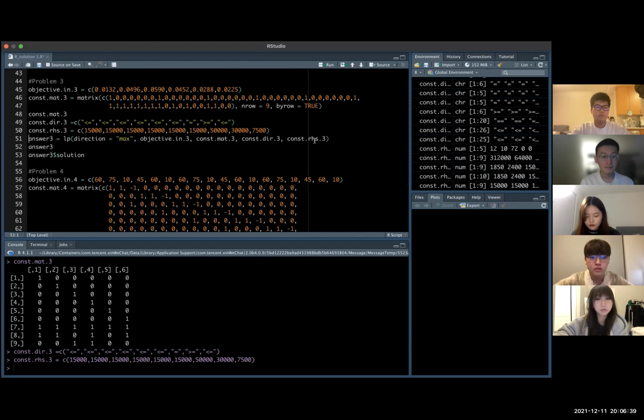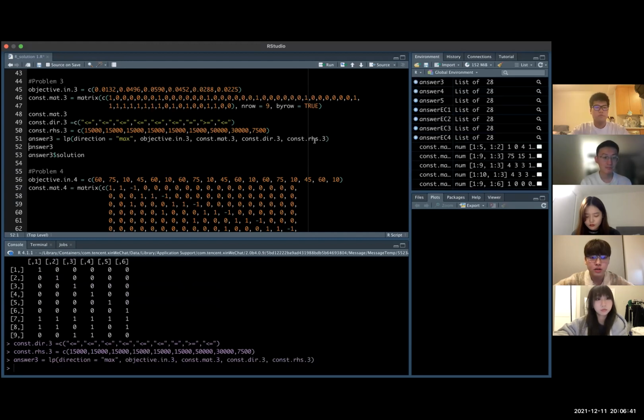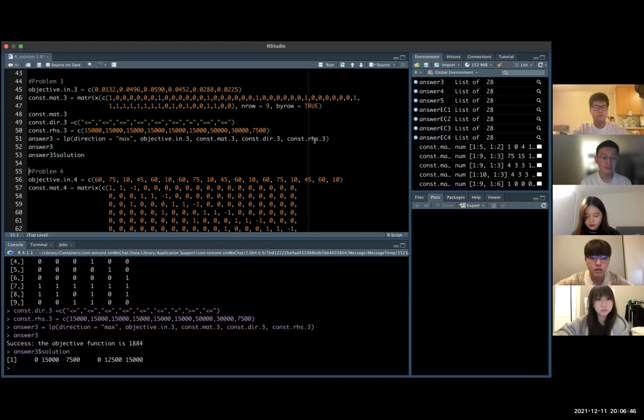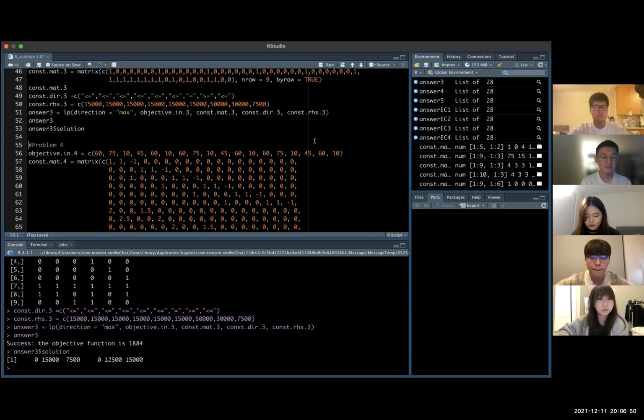Then we create the answer 3, use LP function as direction choose to maximize and put in all the data mentioned before. At last, we run the answer 3 and the solution of the answer 3 is success. Next, please.